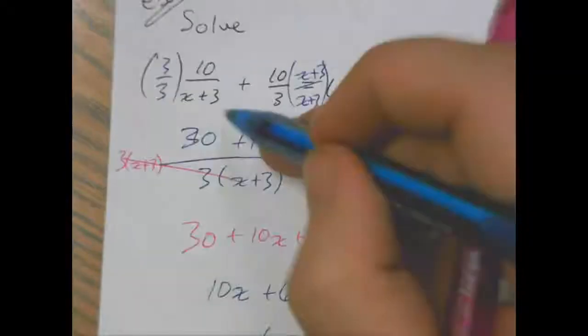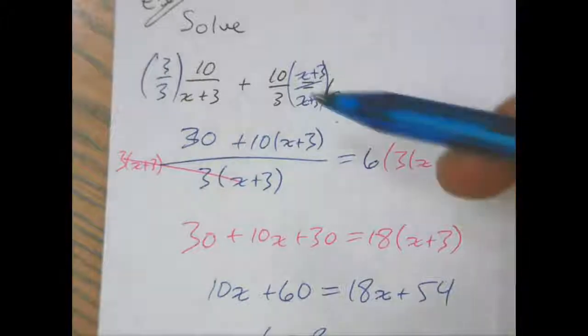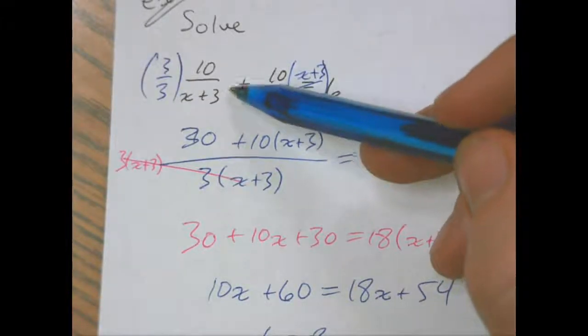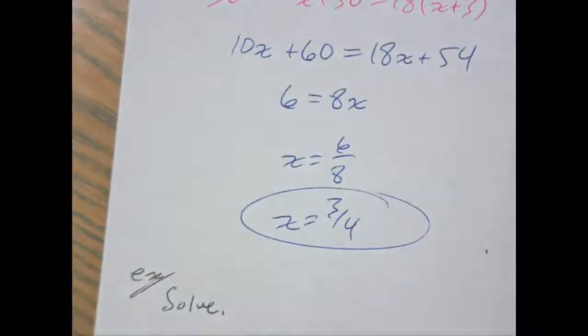So 3/4. The only time I have a variable that I'm dividing by is in this one. So 3/4 plus 3 is not 0. So that is indeed a good solution.